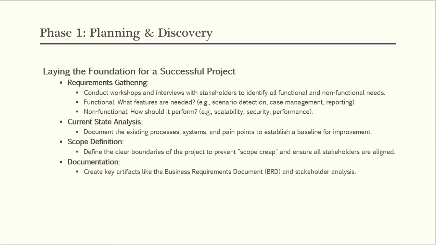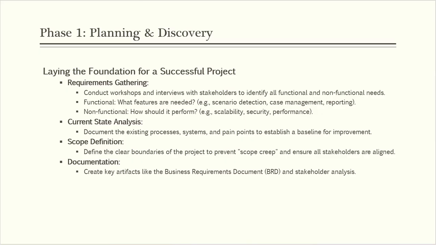Document all these things in Word or PPT documents: the existing process, system, and pain points, to establish a baseline for what the bank should implement, which will increase the efficiency of the transaction monitoring system. That kind of current state analysis is done by the business analyst. Then define the scope: what functionality is in scope and what is out of scope in the transaction monitoring system, setting clear project boundaries, preventing scope creep, and ensuring all stakeholders are aligned with the project.